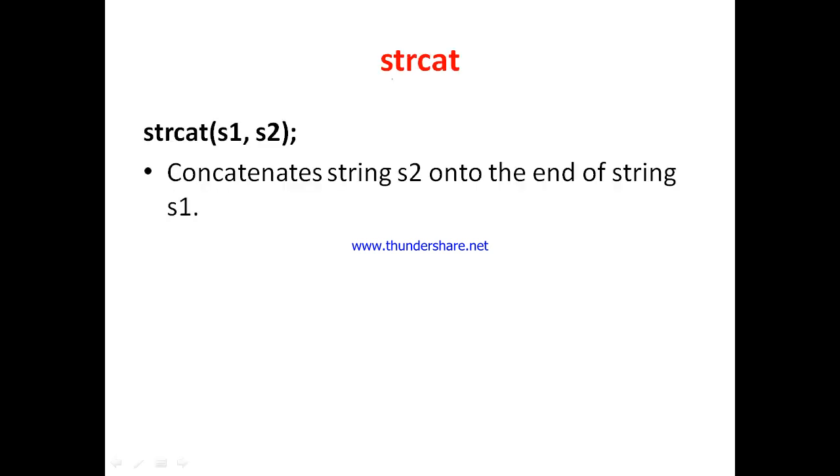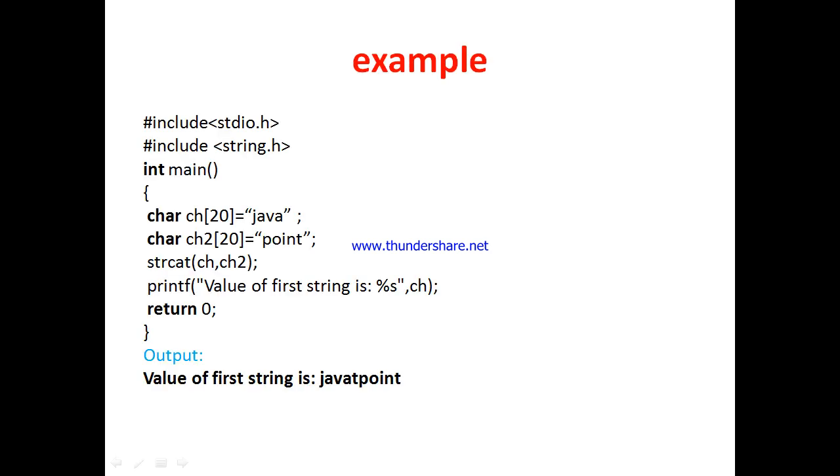Now let us see the next function, that is strcat. Cat means joining. This function is used for concatenating the string s2 at the end of s1. The content of s2 is appended to the end of the s1 string. In this example, the string.h header file is included, character array ch has the text java, and character array ch2 has the text point. When we call the strcat function, the value of ch2 is copied at the end of ch, so the answer will be java point.